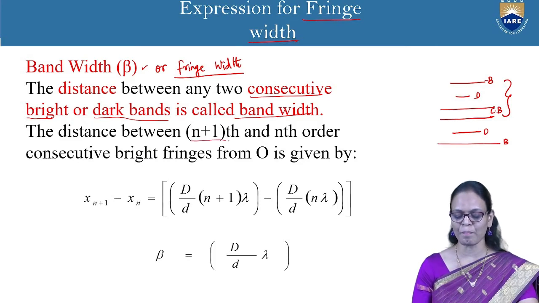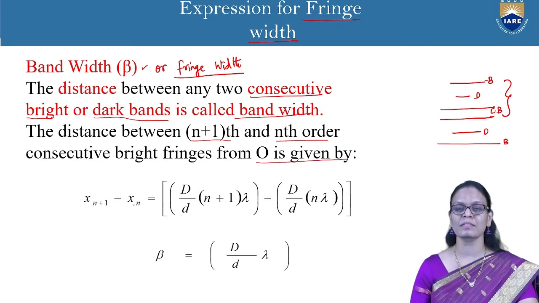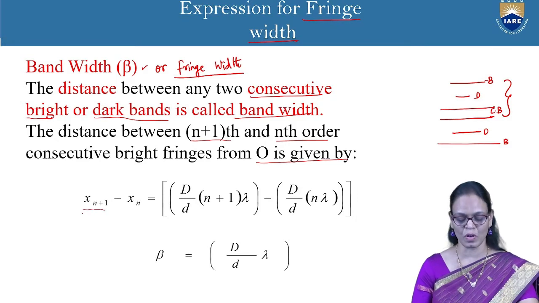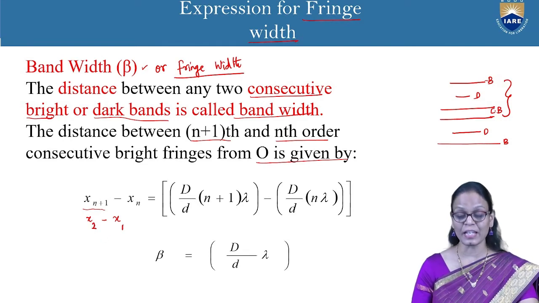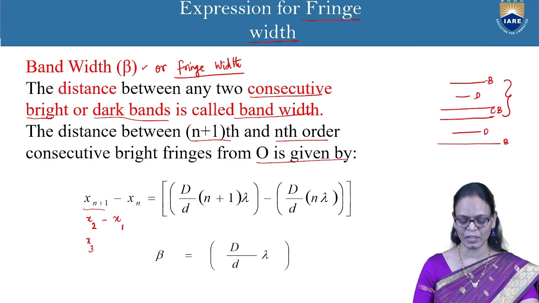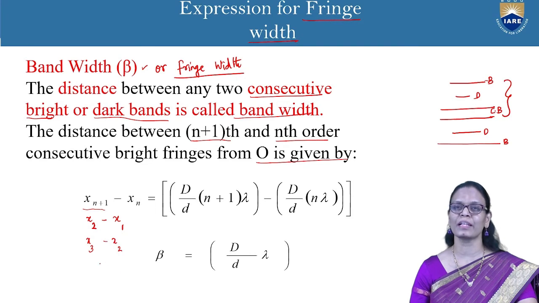So the distance between the (n+1)th and the nth order consecutive bright fringes from O is given by x(n+1) minus xn. So x(n+1) gives the distance of the (n+1)th fringe. Suppose I am taking n equal to 1. Then this will be x2 minus x1, that means the distance between the first bright fringe and the second bright fringe. If I take n equal to 2, it will be x3 minus x2. So what we are talking about here is the distance between any two consecutive bright fringes: 1 and 2, 2 and 3, or 3 and 4, and so on.